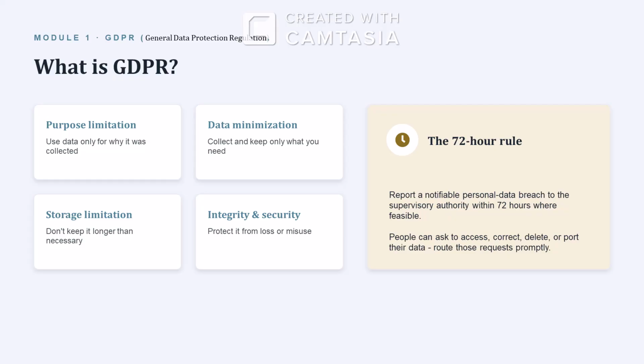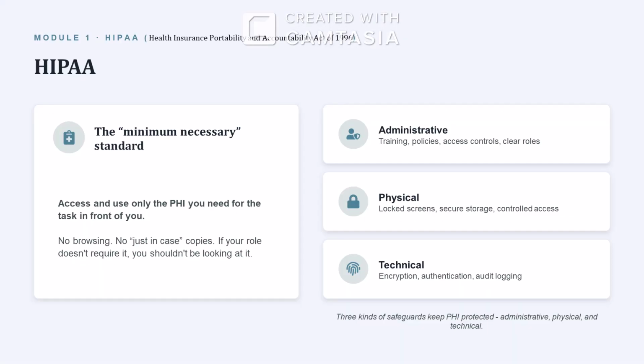These are the basic GDPR data protection principles. Only use information for the reason you collected it. Only collect what you actually need and don't keep it longer than necessary. Always keep it secure. And remember, if there's a serious data breach, it must be reported quickly, usually within 72 hours. What is HIPAA?